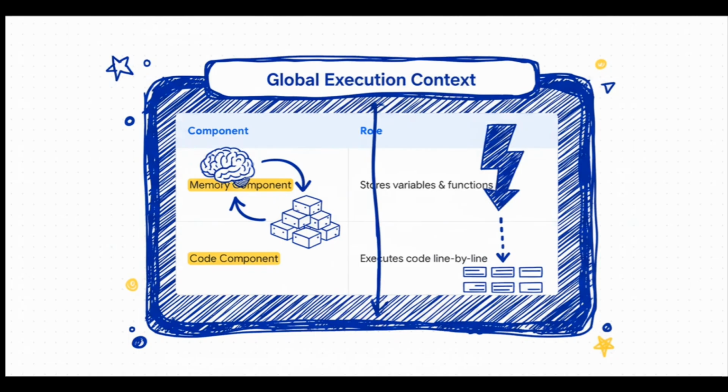The second you start running any JavaScript file, the engine creates what's known as the global execution context. Think of it as the main stage for your entire program. And it's split into those two areas we just talked about. You've got the memory component, which is where it keeps track of all your variables and functions. And then you have the code component, which is where the code actually gets executed, line by line.